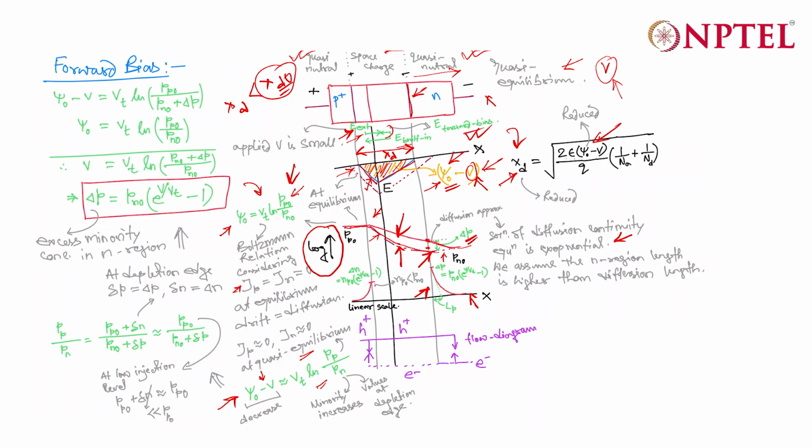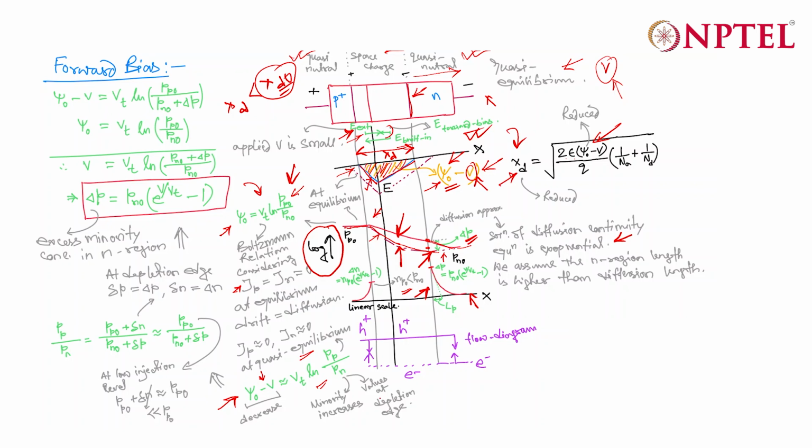So here your Np0 is less than Pn0, right? Which is understandable because the doping level is higher in this case. So your Np0 is less than Pn0, right? Np0 is the minority carrier concentration on the P side, which should be less because the doping level in the P side is higher. So that's why you will find that this particular value, the del P value, is higher than that of del N, right?